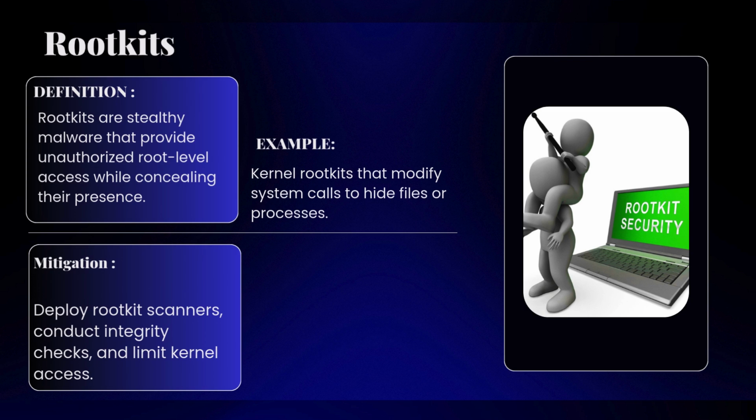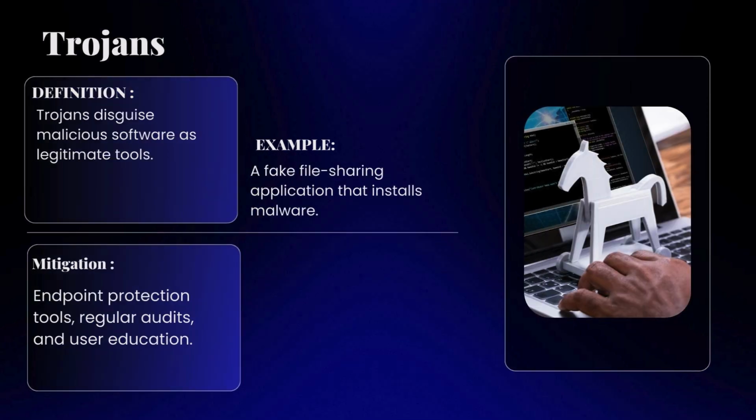Rootkits are stealthy malware that provide unauthorized root-level access while concealing their presence. Example: kernel rootkits that modify system calls to hide files or processes. Mitigation. Deploy rootkit scanners, conduct integrity checks, and limit kernel access.